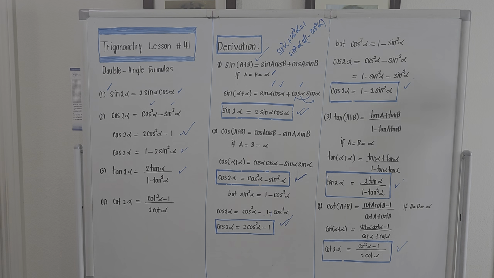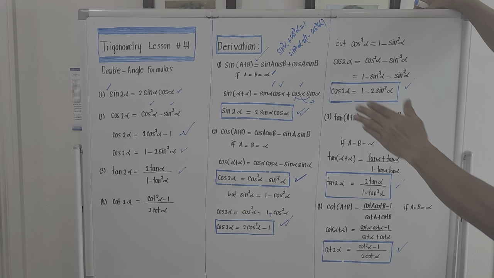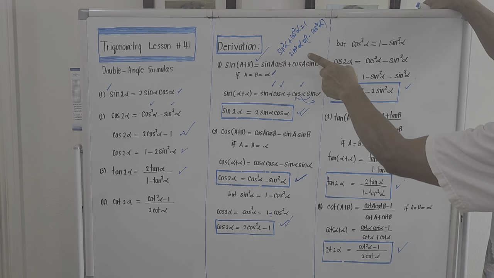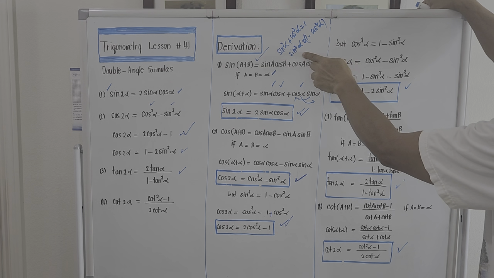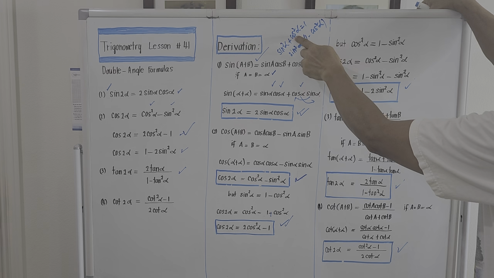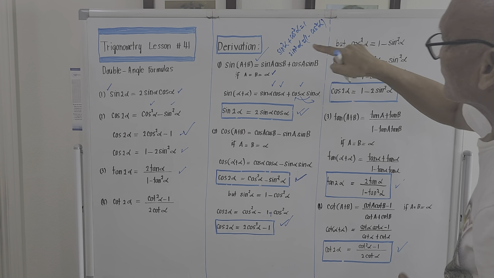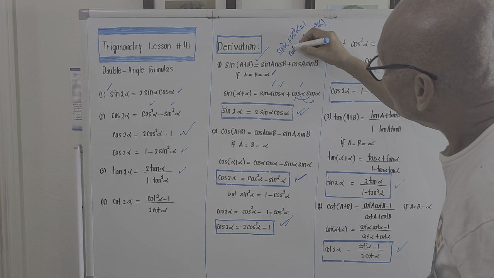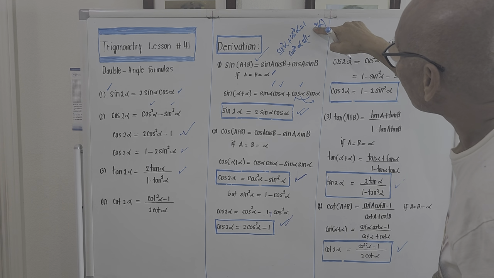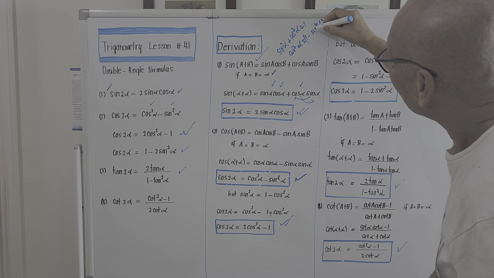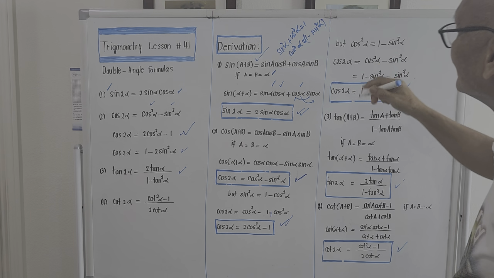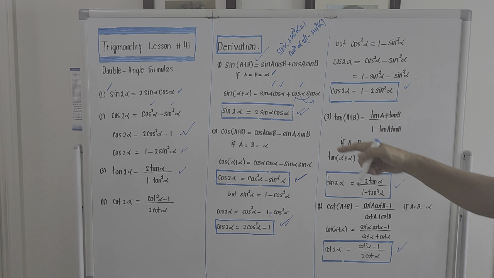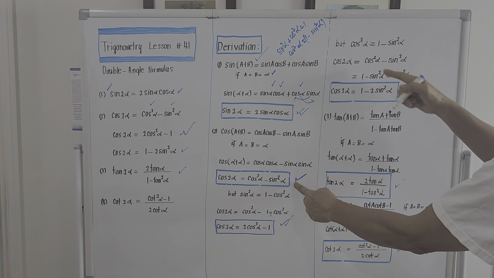Third one. Again, from this identity here, instead of solving for sine square of alpha, we will solve for cosine square of alpha. So this will become cosine square of alpha. This will now be sine square of alpha. Okay? So going back to this, that's it, right?